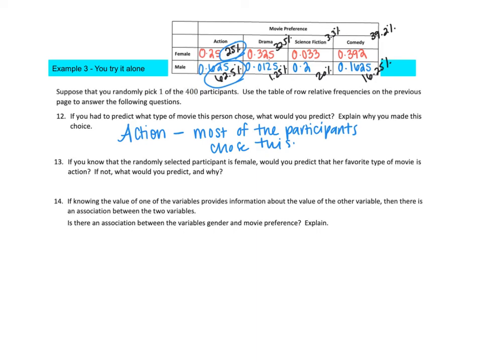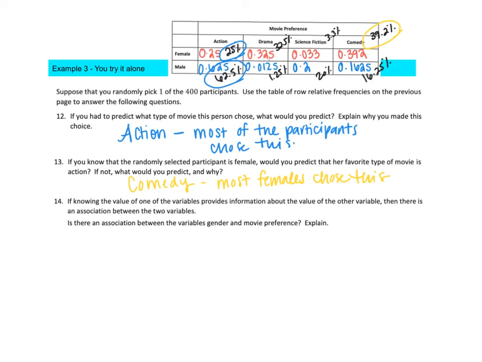Okay, if you know that the randomly selected person is a female, would you still predict that it's action? What do you guys think? So if we know it's not a man, what would a woman be more likely to pick? Well, the largest percentage for women was comedy. Okay, so it should be comedy. Most females chose this. All right, has the greatest frequency.